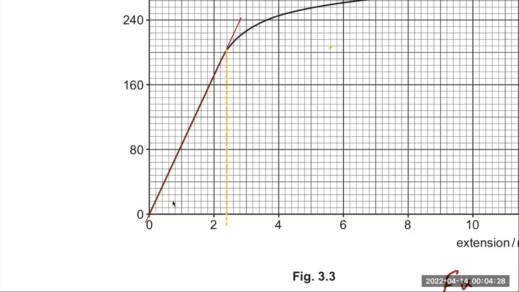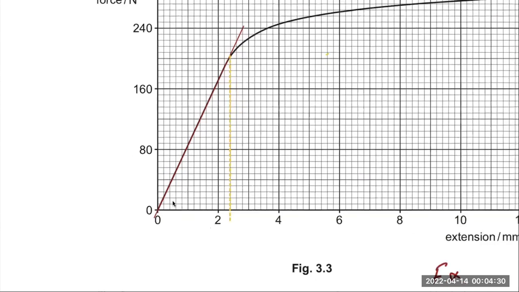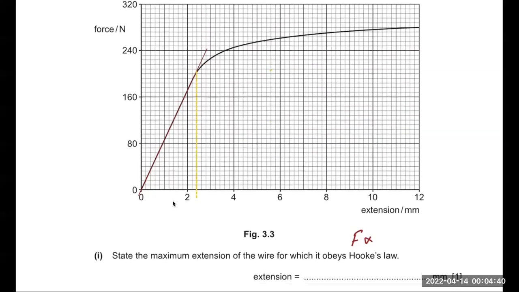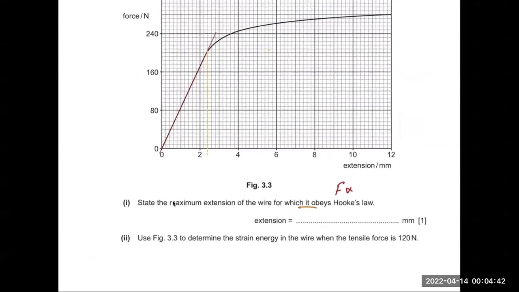This here is equal to 2.2. So in Daniel, Afnan, instead of asking you the maximum value of force, they're asking you for the maximum extension of the wire for which it obeys Hooke's law. So this is 2.4, sorry, not 2.2, 2.4. So 2.4 millimeters. That is what I think.